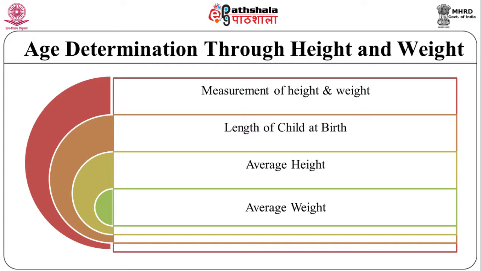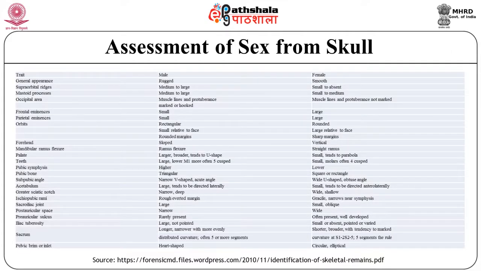During the onset of puberty, there occurs a growth spurt adding about 20 cm in height. Thus, there is about 20 cm net increment in height of a person at puberty. Then comes assessment of sex from the skull. Now here, when we see the table, we can explain the determination or assessment of sex.